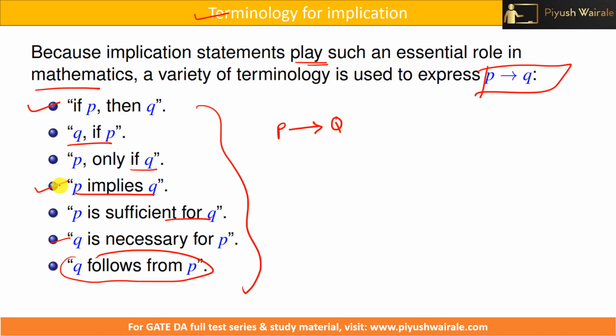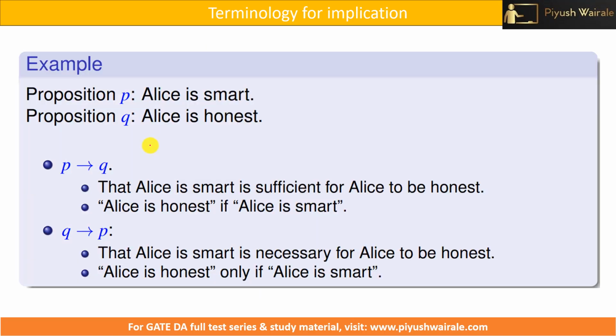Okay, this is what we are reading. So this terminology we can also use: if P then Q, Q if P, Q is necessary for P. All these terminologies we will be using, right? So please keep a note of this very important point. Now let us look at a particular example of terminologies for implication. Suppose our proposition P is Alice is smart and our proposition Q is Alice is honest.